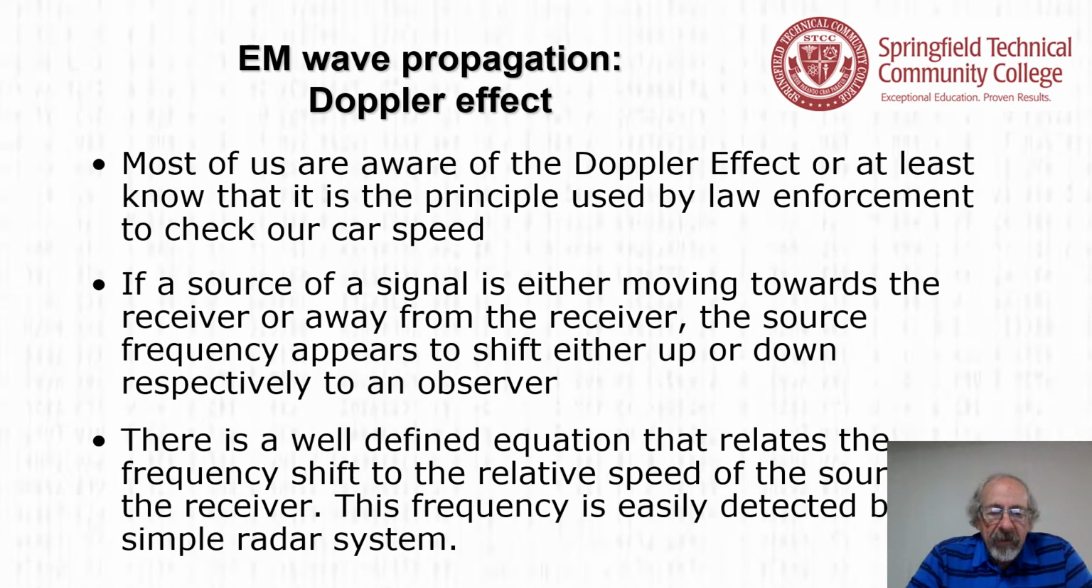How about the Doppler effect? Most of us are aware of the Doppler effect, or at least know that it is a principle used by law enforcement to check our car speed. If a source of a signal is either moving towards the receiver or away from the receiver, the source frequency appears to shift up or down, respectively, to an observer. There is a well-defined equation that relates the frequency shift to the relative speed of the source and the receiver. This frequency is easily detected by a simple radar system.